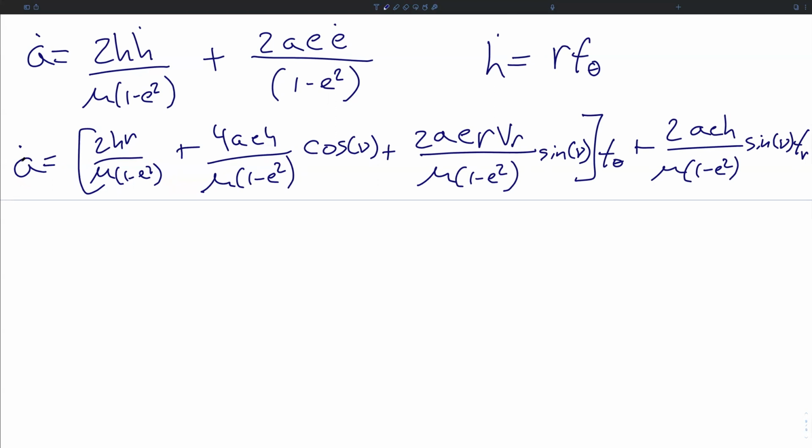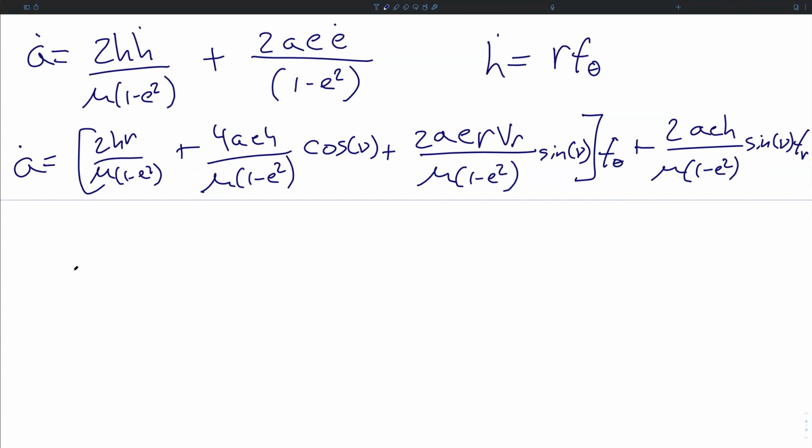that is, the rate of change of the semi-major axis is given by the quantity 2hr over mu times 1 minus e squared plus 4aeh over mu times 1 minus e squared times cosine of nu plus 2aer v_r, that is the radial component of the velocity, over mu times 1 minus e squared times the sine of nu, all times the tangential component of the perturbing force f_theta, plus 2aeh over mu times 1 minus e squared sine of nu times the radial component of the perturbing force f_r.